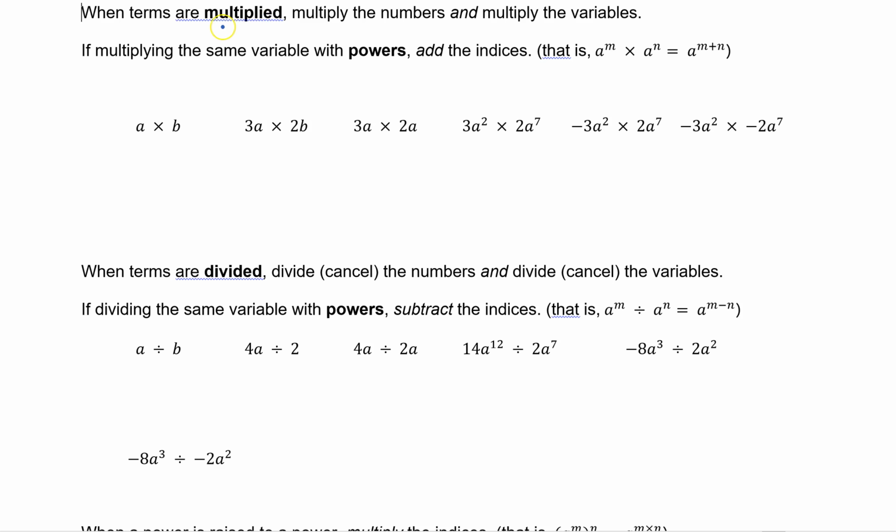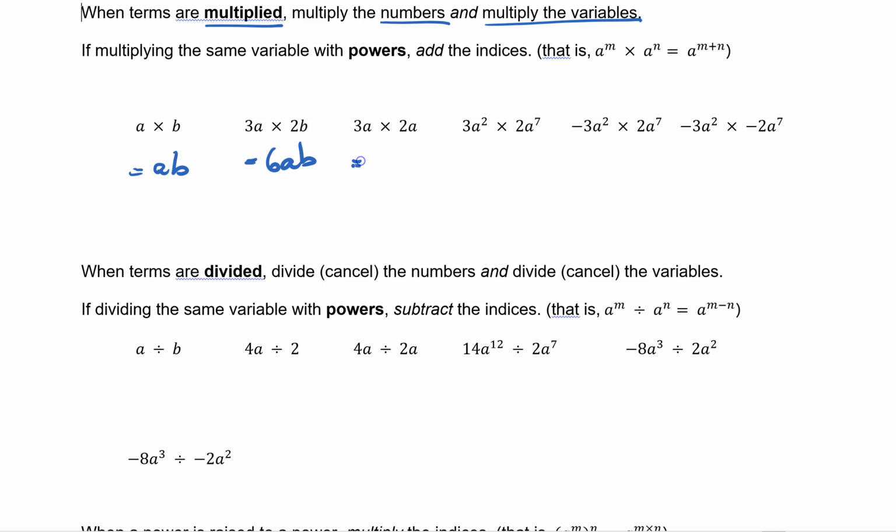I'm sure you're also comfortable with the fact that when terms are multiplied, we multiply the numbers, we certainly know how to do that, and we multiply the variables. Now if the variables are different, there's nothing we can do. So an a times a b is just an ab. It's no different, we've just left out the multiplication sign. A 3a times a 2b is a 6ab. So we can multiply the numbers, but again, nothing we can do with the variables.